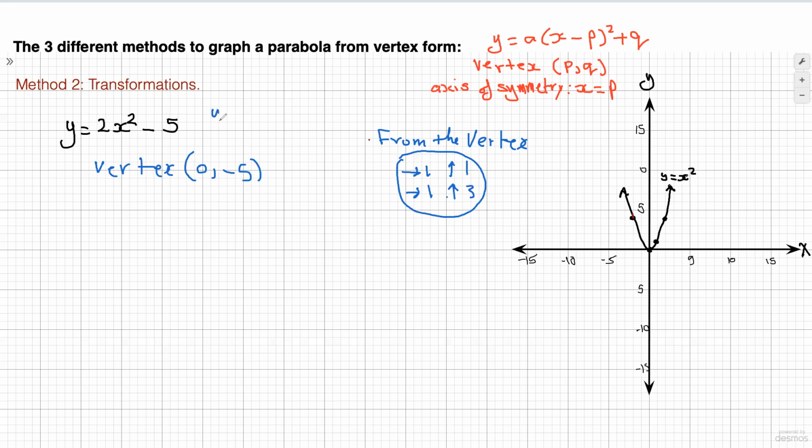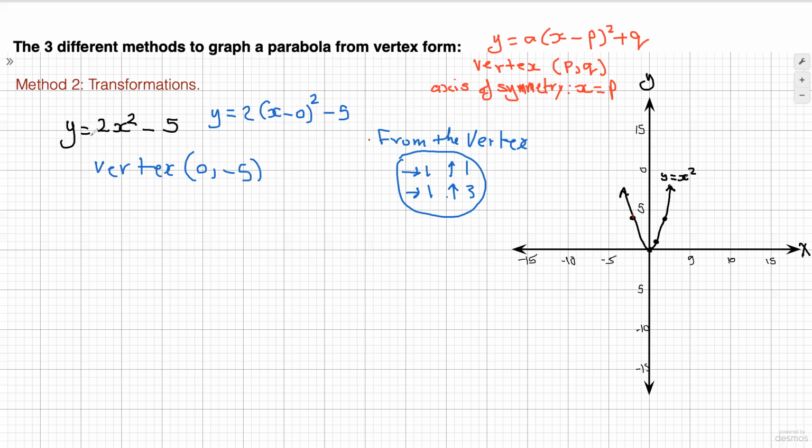I say you could write this as y equals 2(x minus 0) squared minus 5. So that's how x minus 0 is just x, and that's how we get x squared. So it's 0 and minus 5 is your vertex.